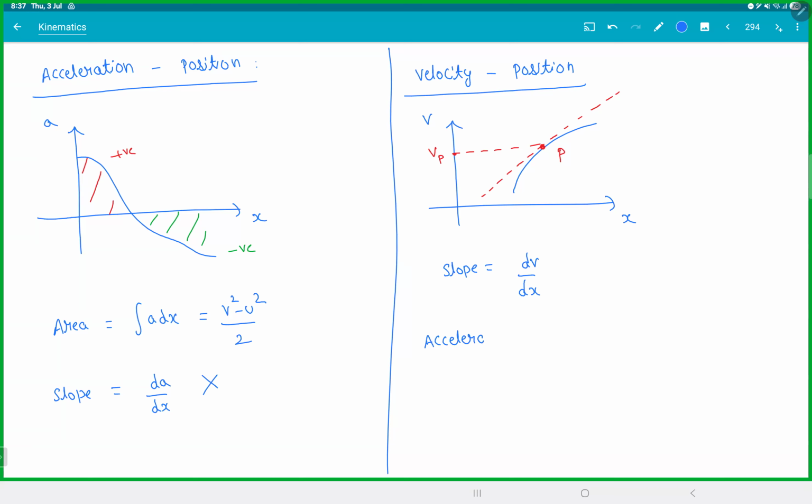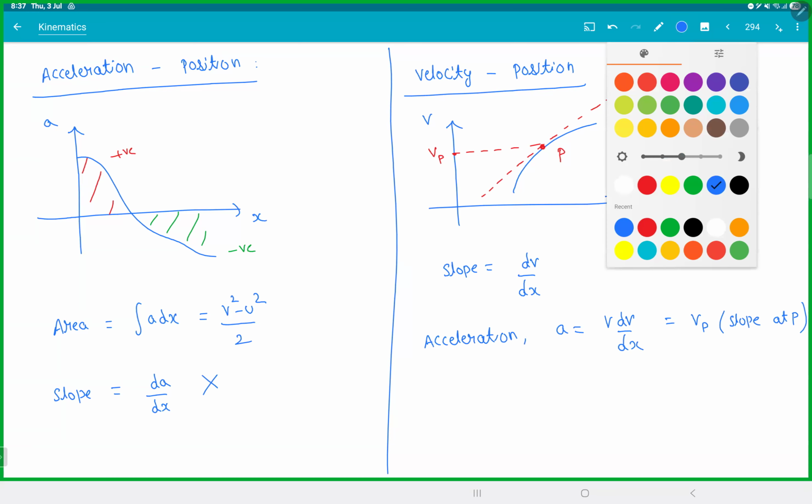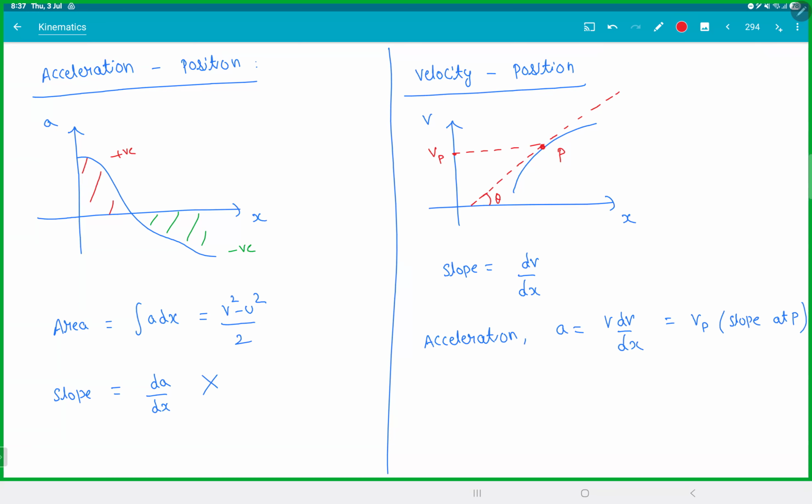So if we take slope here, dv by dx has no meaning, but we know acceleration is also given by the second form, is v dv by dx. That means if you multiply velocity at a point into the slope at a point, that will give you the acceleration. So in a Vx graph, only slope has no meaning, but the slope into velocity will give you acceleration. That has a meaning. And area is Vdx, again has no meaning. Yeah, there's no meaning for this. That's it. These are the 5 standard graphs.